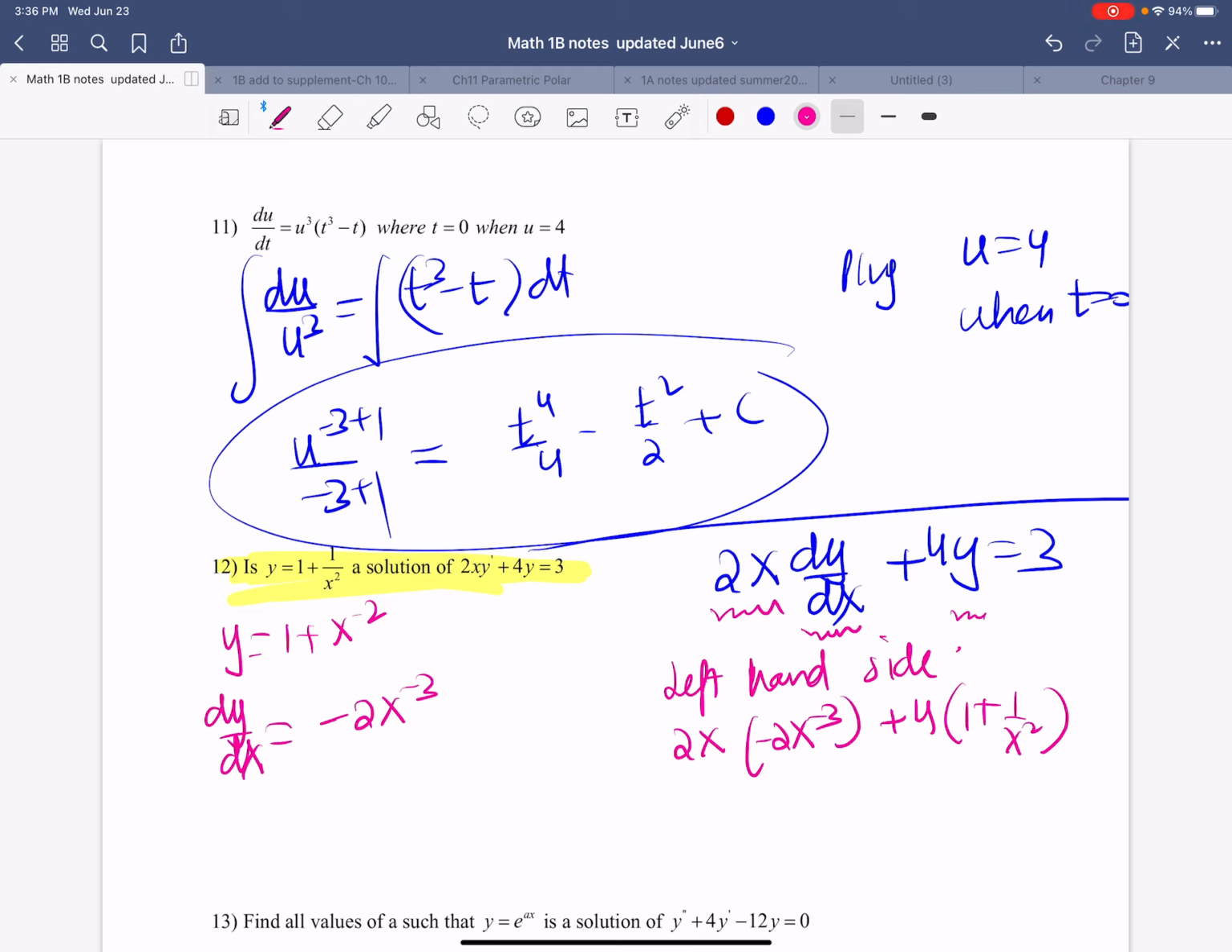So I just need to make sure that my left hand side does turn out to be equal to 3. If it does, then I do have a solution. If it does not, then I would say nope, that is not. Is that equal to 3?